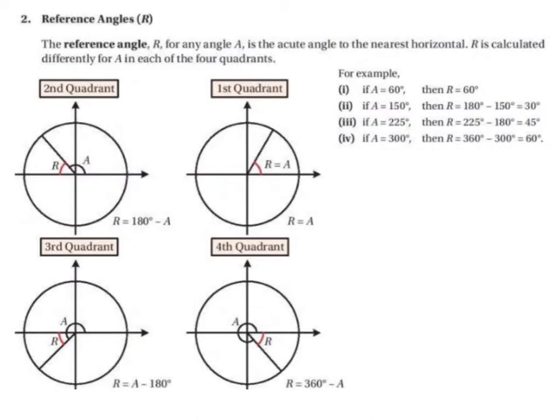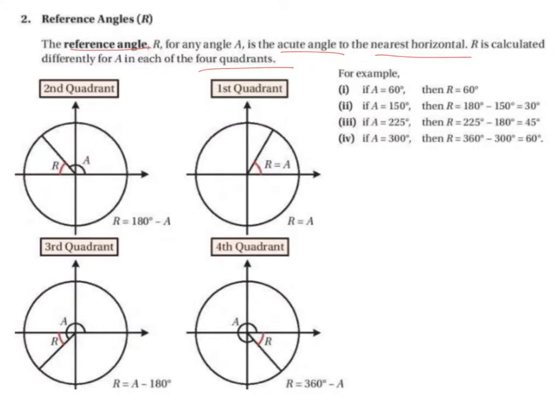Reference angles. The reference angle, OR, for any angle A, is the acute angle to the nearest horizontal. OR, which is the reference angle, is calculated differently for A in each of the 4 quadrants. So remember, in the unit circle, this is the first quadrant, this is the second quadrant, this is the third quadrant, this is the fourth quadrant.